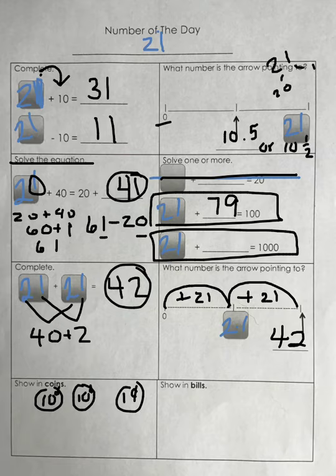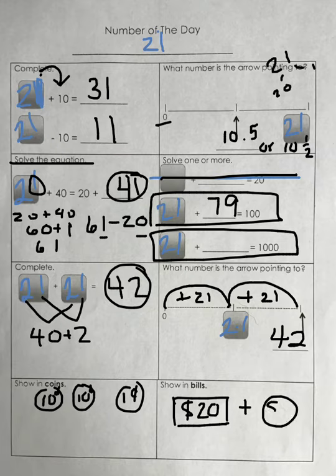Now in bills, I can just draw a $20 bill plus, and I don't have to do the plus, I can do my $1 loonie, my coin. And that's how you complete the number of the day sheet.